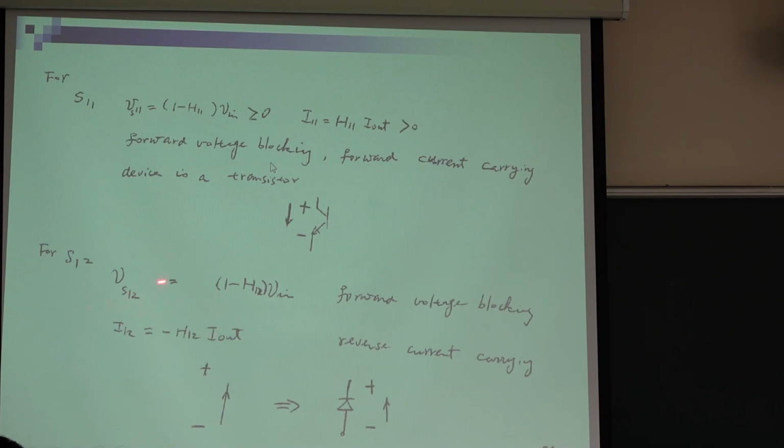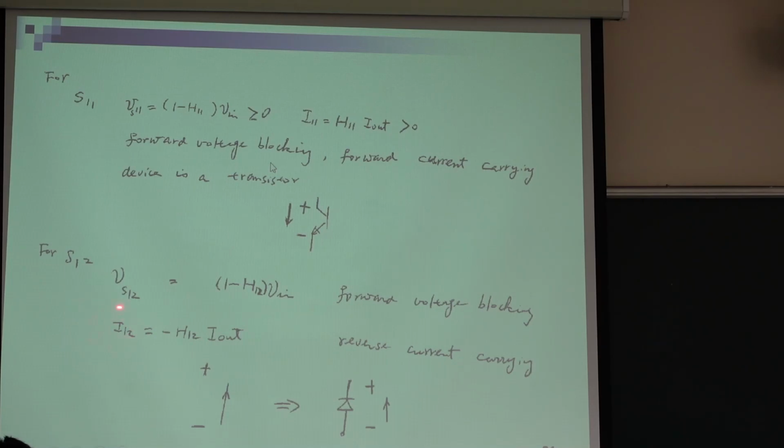For S12, we have voltage equal to 1 minus H12 times V in. If H12 is equal to 1, then we have 0 voltage. If H12 is equal to 0, then we have V in. So we have forward voltage blocking. If you turn off, it has positive voltage. If you turn on, the voltage is 0. So 0 and positive. If you turn on, 0. If you turn off, plus minus, blocking voltage, right?